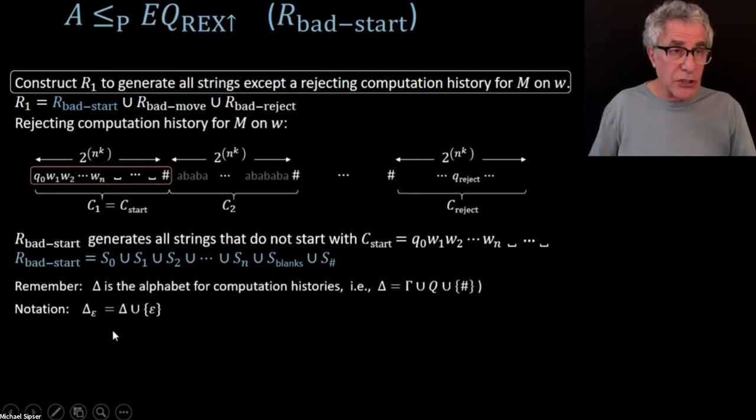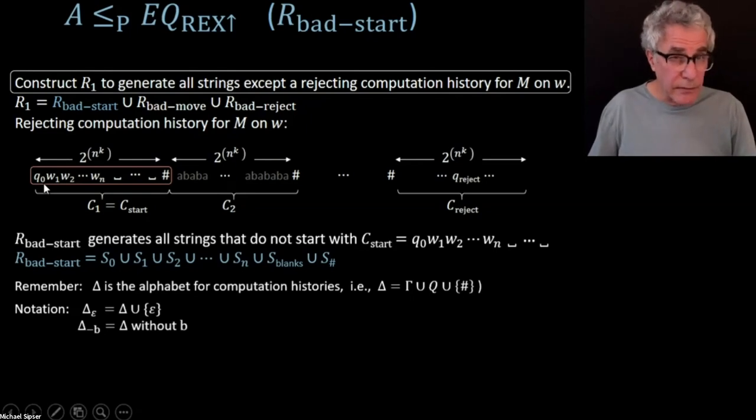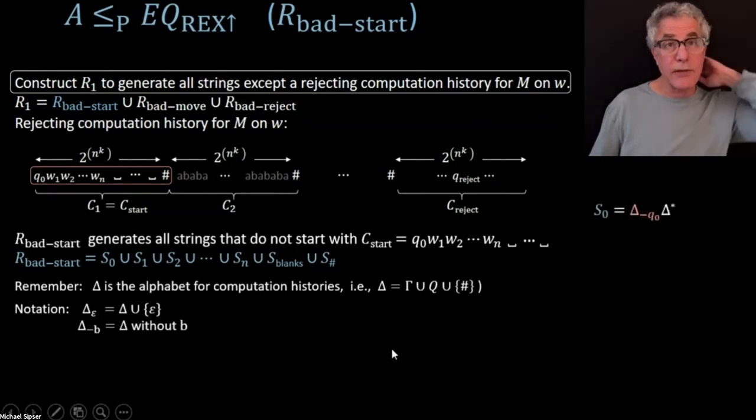And there's some notation here. Delta sub epsilon, which we've seen before, means you add epsilon as an allowed thing for delta. So it's all the symbols or epsilon, thought of as a set. Furthermore, it's going to be convenient to talk about all of the symbols in delta except for some symbol. Like at the very beginning, Q0, I want to talk about all the symbols except for the Q0 symbol, because that's what I'm going to use for our bad start. It's going to be anything except for Q0. Okay, so let's see how that looks.